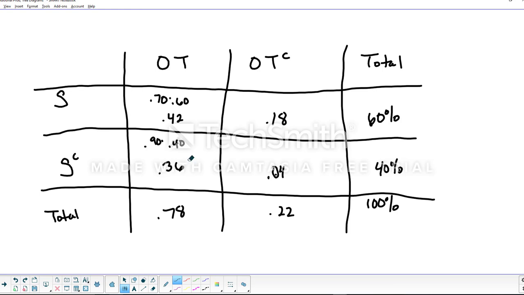Because now, once we have the two-way table, we don't have to rely on the condition of Shannon hitting the snooze button. We could look at the condition of her, let's say we know she was on time. How likely was she to hit the snooze button? We could answer questions like that now.